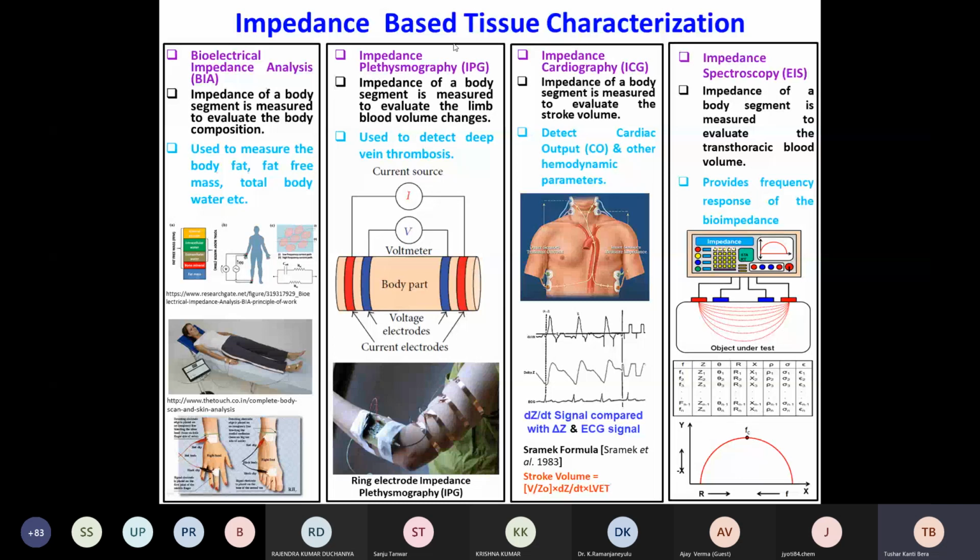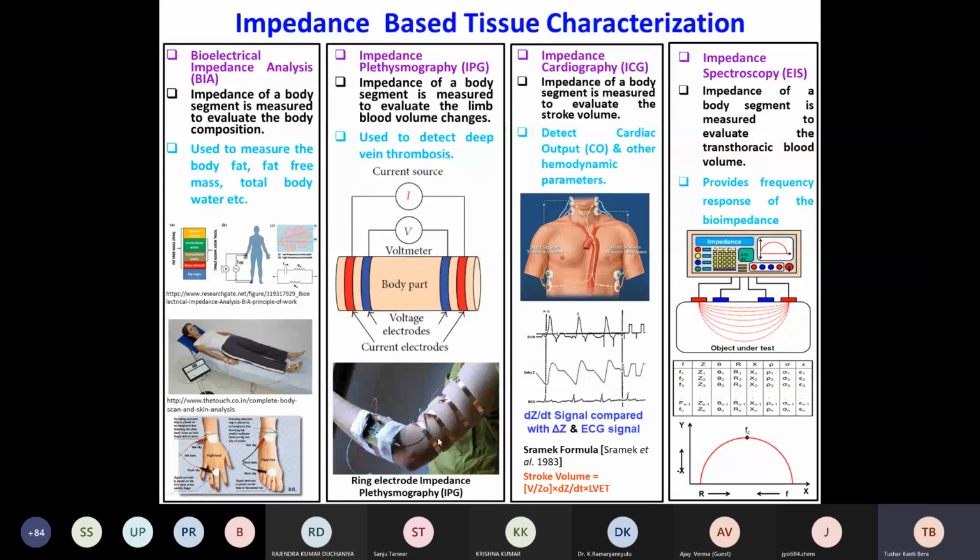In the case of impedance plethysmography, it is the procedure of measuring a particular volume of a liquid or fluid in a body part, like the arm. If we put ring electrodes, or even surface electrodes like ECG electrodes, this technique allows us to measure the blood flow and calculate the blood volume which is coming inside this limb and going out.